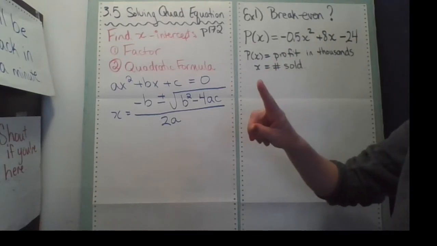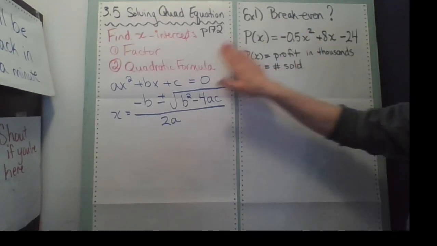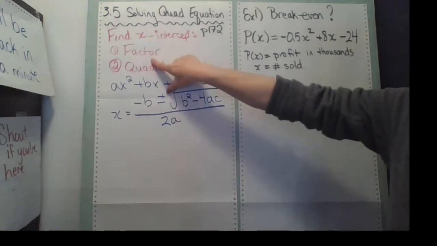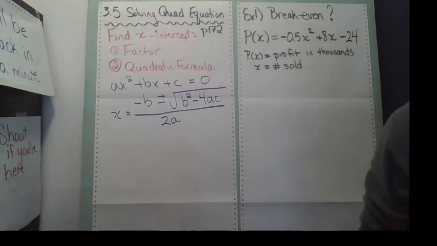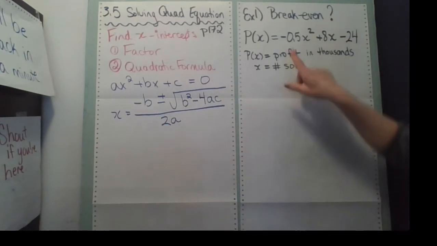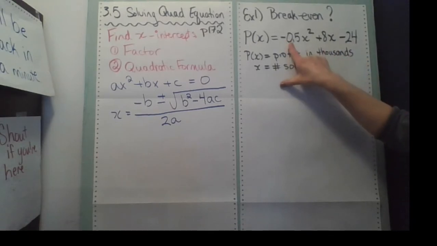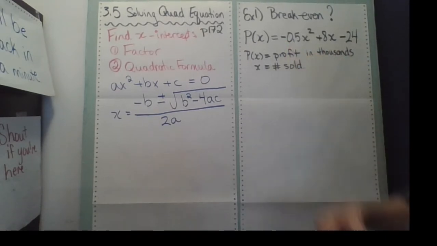So we can solve this two ways. Break-even points mean find our x-intercepts. We can factor it, or we can use the quadratic formula. If we were to factor it, I'd look to see if I can. So let's common factor out our 0.5.